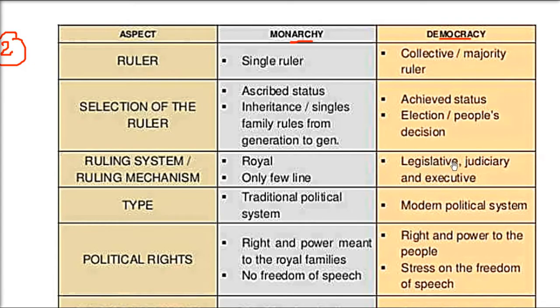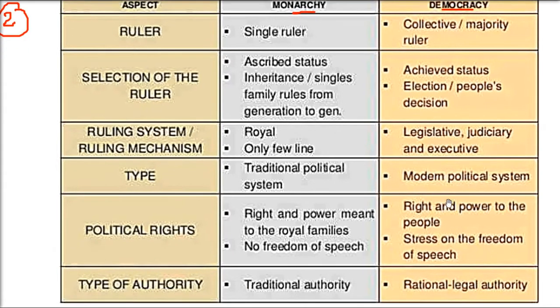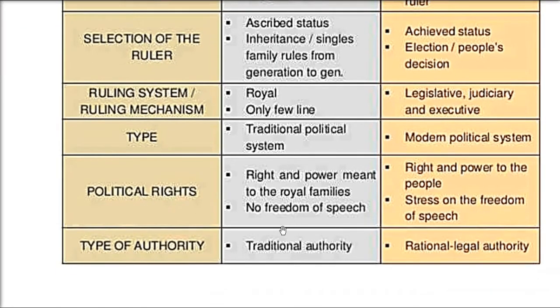In democracy, there are three parts: legislature, judiciary and executive. Vidhayika, Nyayapalika and Karyapalika. The type is this traditional system, monarchy: king and then next king, like this. But democracy, it's not like that. The people are there to choose or elect, like we have elected Modi ji.